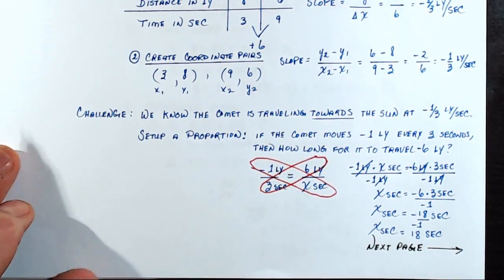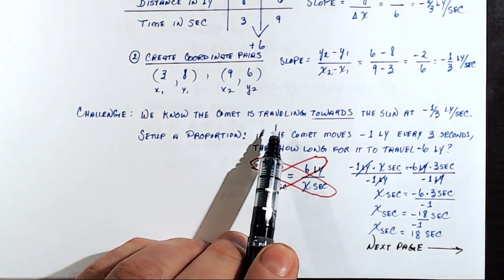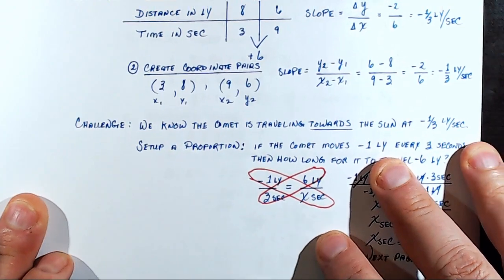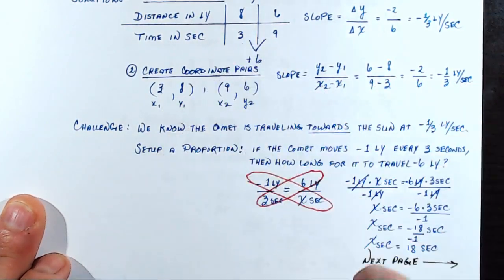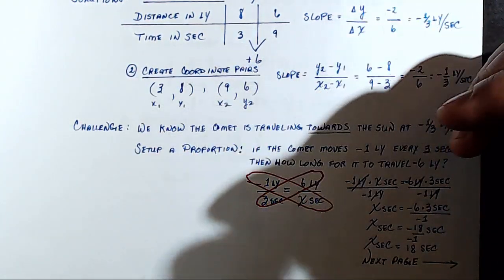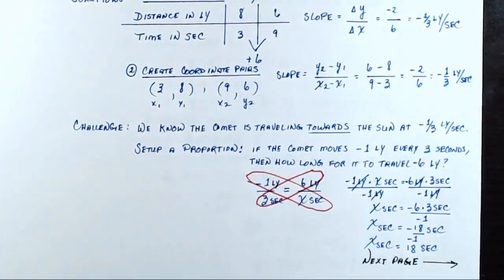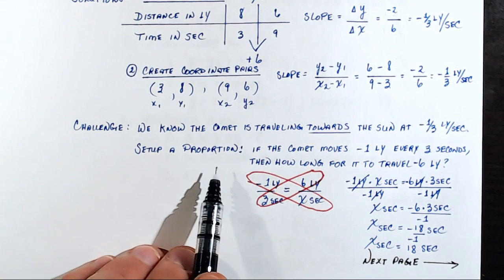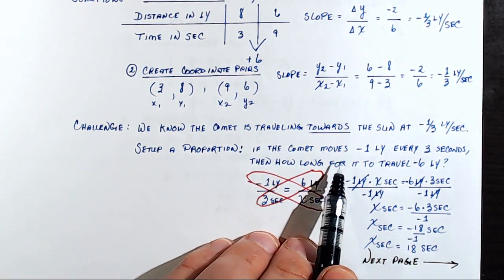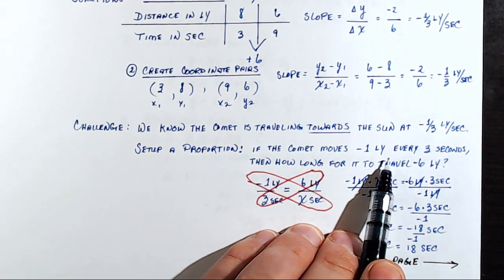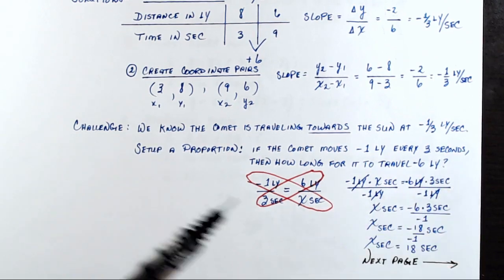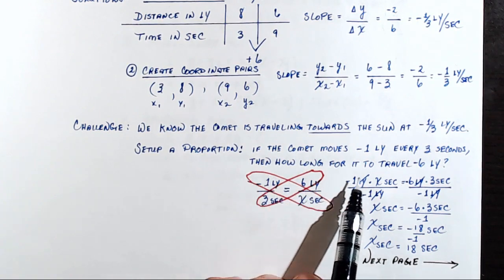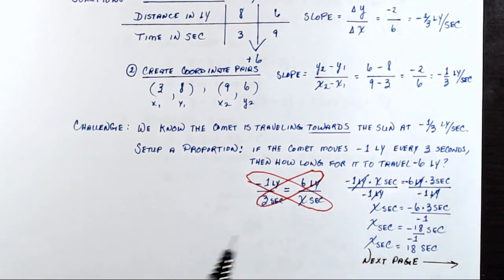And in one version of this solution, I say we know the comet is traveling towards the sun. It's coming at us because the distance from the sun is decreasing from 8 to 6. So it's 6 light years from the sun at 9 seconds. And we know how fast it's traveling. So I say set up a proportion. If the comet moves -1 light year every 3 seconds, that is, it's coming toward us at 1 light year every 3 seconds, then how long for it to travel -6 light years?